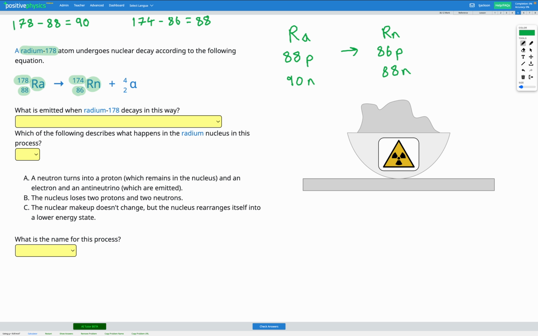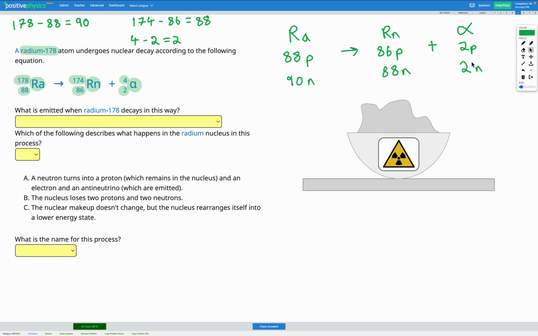We've also got this alpha, that's our symbol for an alpha particle, which has an atomic number of 2 and a mass number of 4. If the atomic number is 2, that means we have 2 protons. Our mass number is 4, so 4 protons and neutrons minus 2 protons gets us 2 neutrons. So we've got 2 protons and 2 neutrons in our alpha particle.